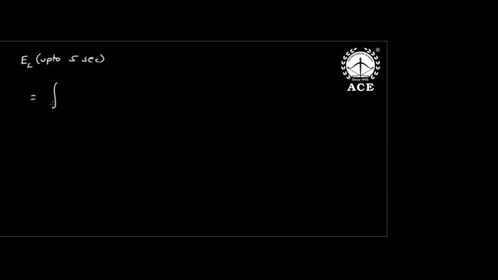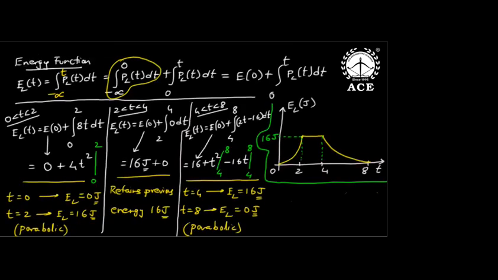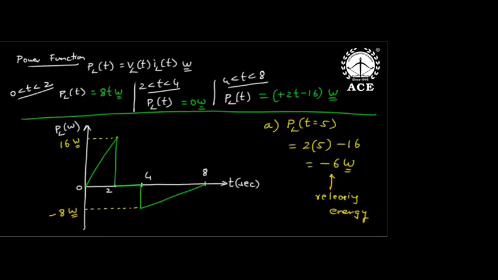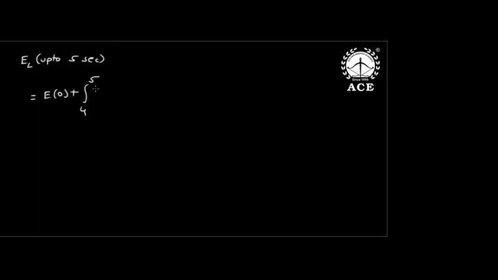I will write like previous state. That is E of 0. I will write like this: E of 0 plus the integral from 4 to 5, because the actual function has changed again now. Now the power function from 4 to 5 period is what? For the 4 to 8 period, the power function is 2t minus 16. So this is 2t minus 16.